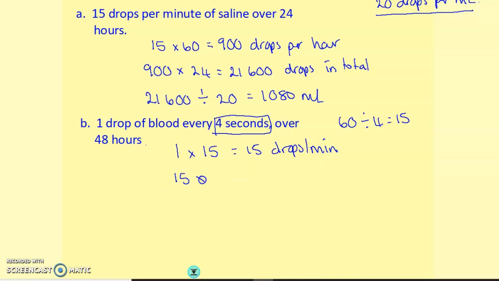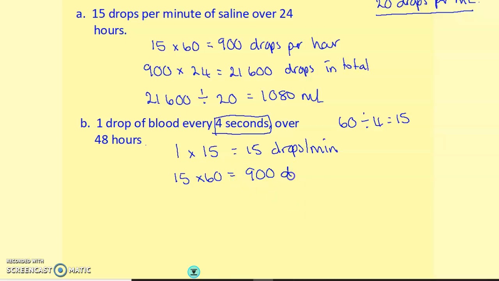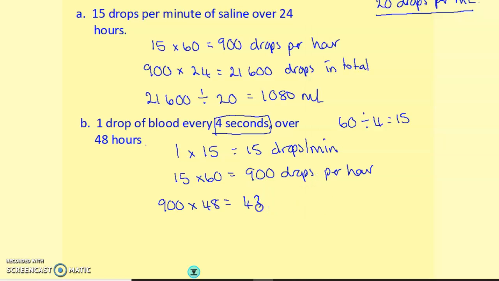Let's take it up to an hour. So 15 times 60. 900. So it's 900 drops per hour. Times that by 48. 43,200. So it's 43,200 drops in total. So that's the amount of drops. I'm interested in the volume.